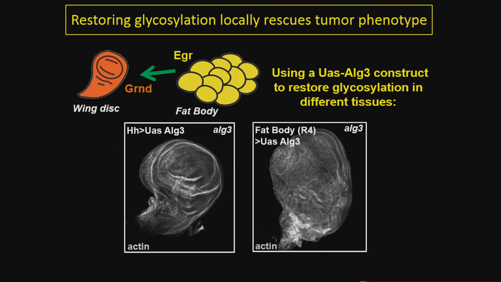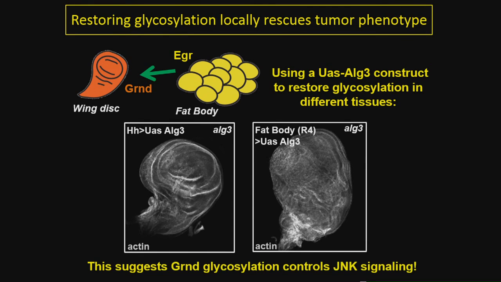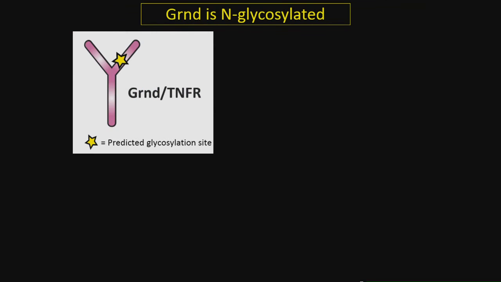However, if you express the rescue construct in fat body, you don't get any rescue. So this basically points to not the glycosylation of Eiger, but just the glycosylation of Grnd per se being able to affect this phenotype. So then when we zoom in on Grnd, we see that it has a glycosylation site specifically in its Eiger binding pocket, which is really nice because that could affect the signaling directly.